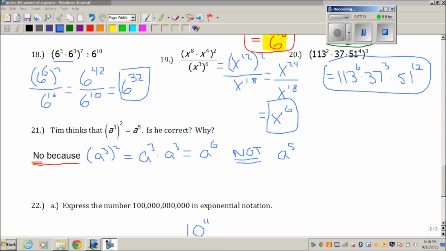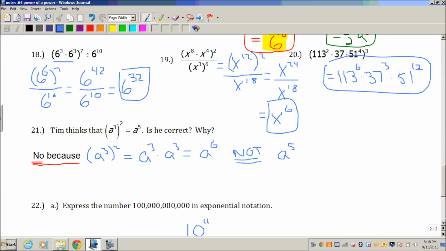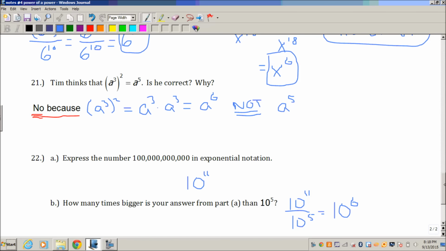So then the last two, 21 and 22. In 21 it says Tim thinks that a cubed raised to the 2nd power is equal to a to the 5th. Is he correct? No, he is not correct, because when you raise a power to a power, you should multiply the exponents. And actually, if I even wrote it out the long way, a cubed raised to the second power means a cubed times a cubed, which you add the exponents, it gives you a to the sixth. So that would be a to the sixth, not a to the fifth.